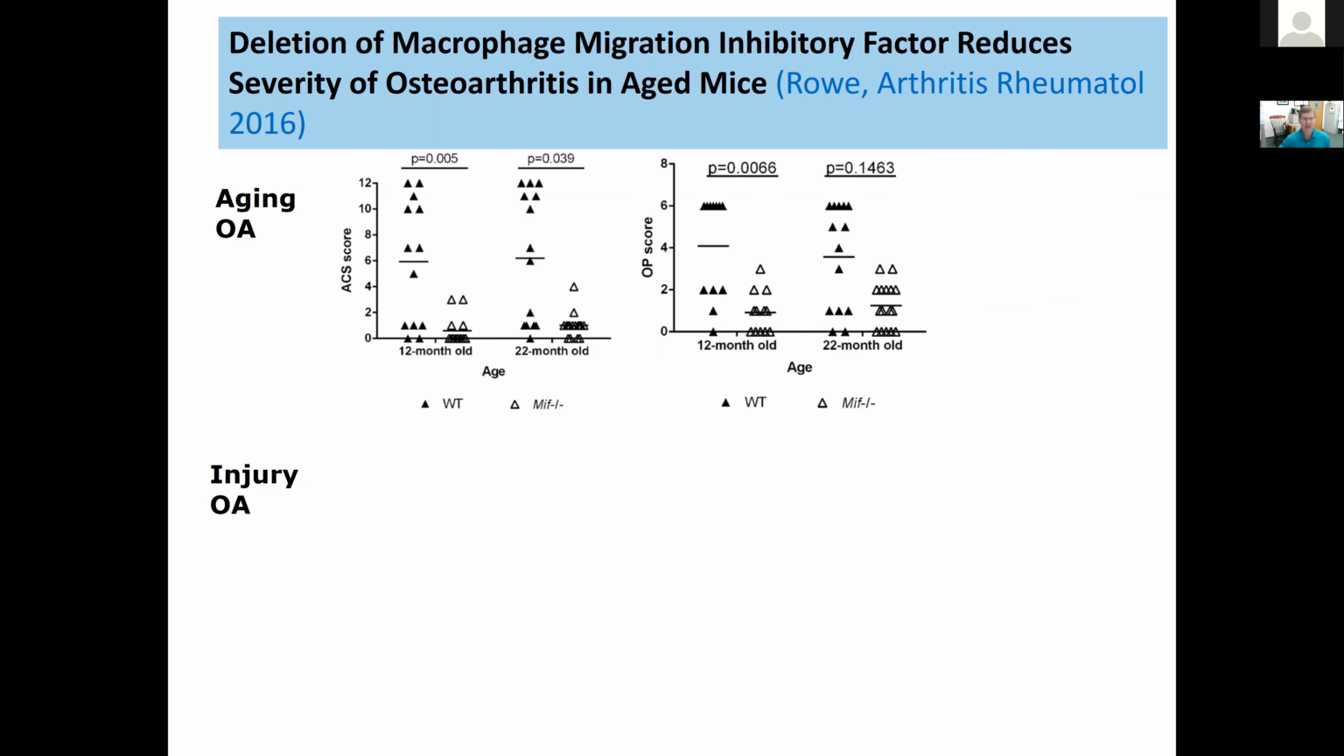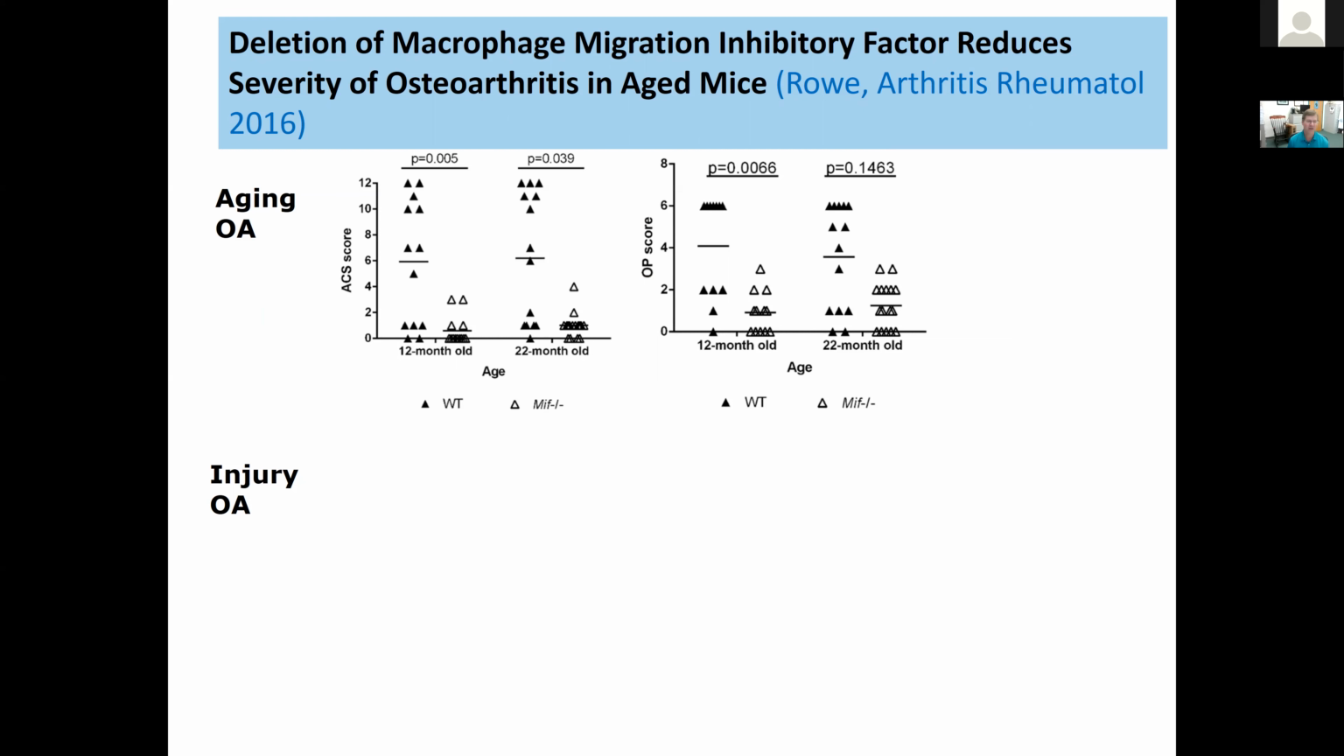When we looked at aging mice, 12-month-old mice and 22-month-old mice, comparing this as a score for cartilage damage, you can see a significant reduction in cartilage damage in the MIF knockouts, which are shown here, relative to the wild-type mice at both ages. And this is an osteophyte score. Again, significantly decreased in the MIF knockouts compared to the control. So it seemed that MIF was playing a role in aging-induced osteoarthritis.